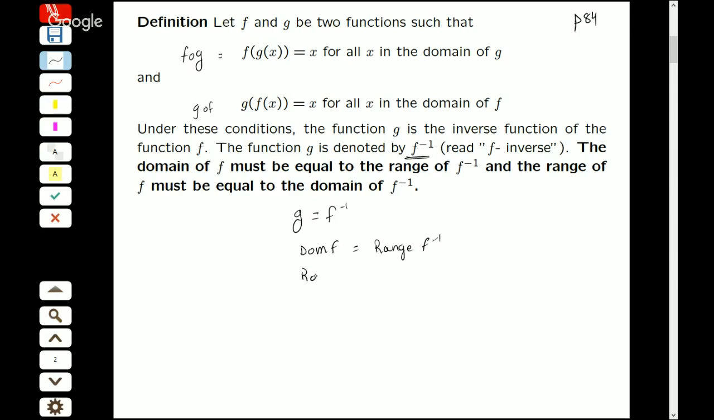And the range of f is equal to the domain of f inverse. Let's see if I can write that a little better.